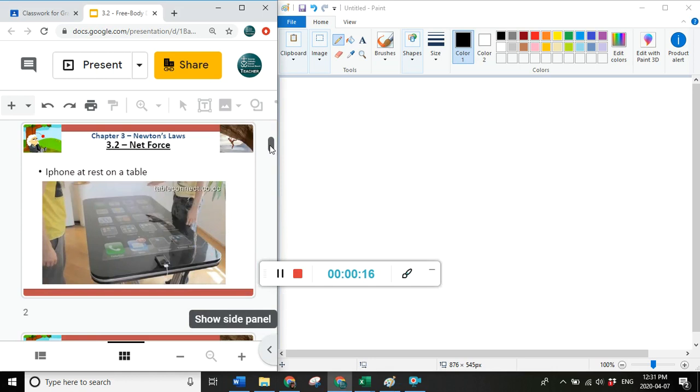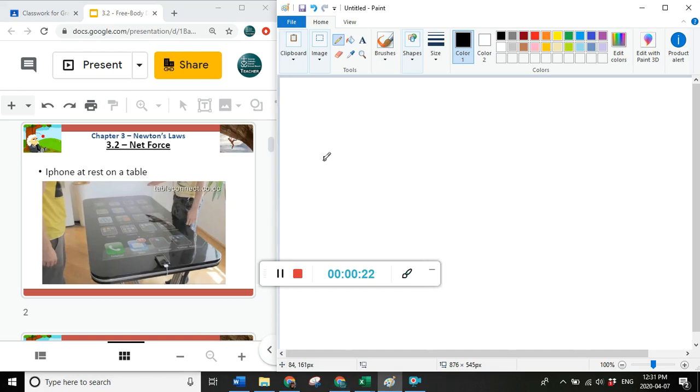So let's get started. The first free body diagram, I have an iPhone at rest on a table. So all free body diagrams, we start with a circle like this. I'm just going to make that a little bit bigger and choose the right brush here. Okay, so we start with a dot always to represent the object. Now, there's always the force of gravity acting on our object, so that would be Fg.